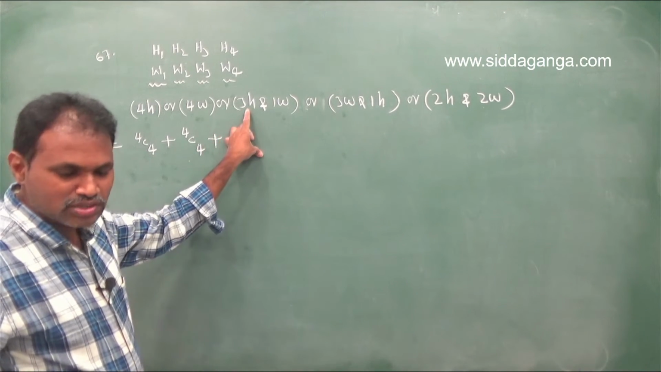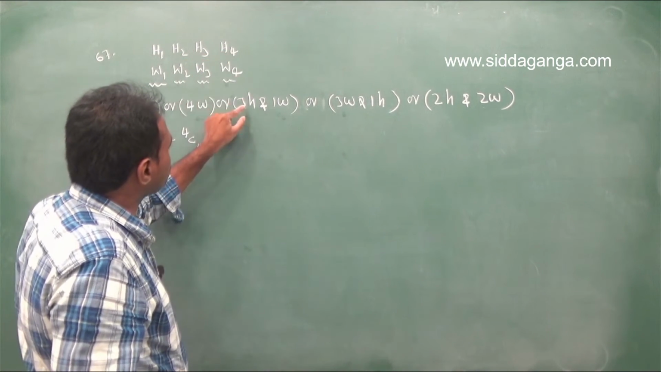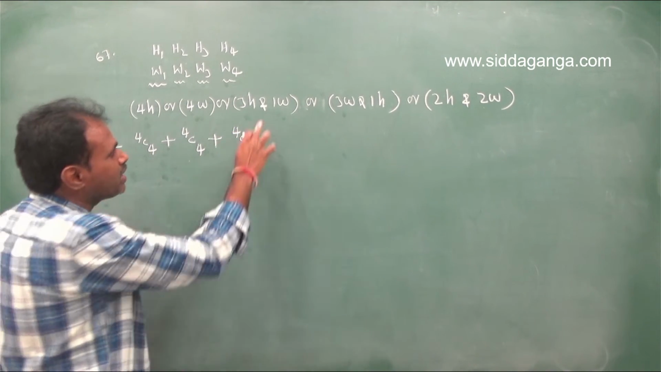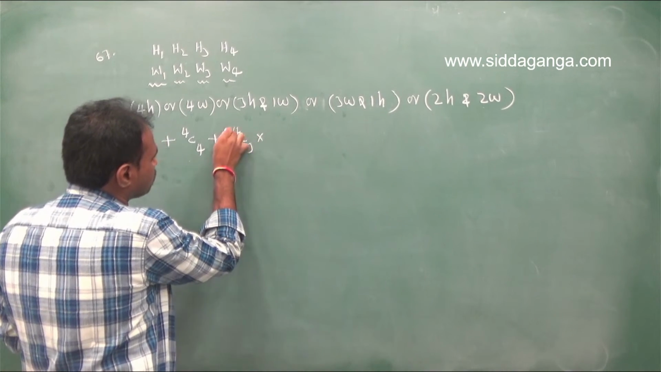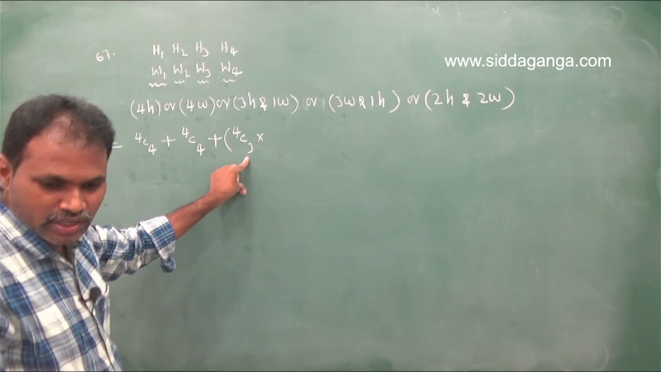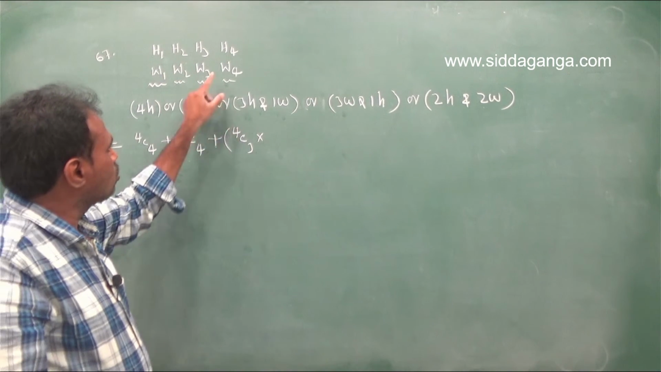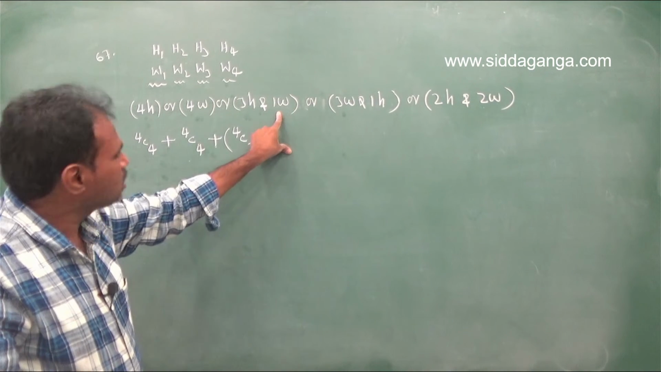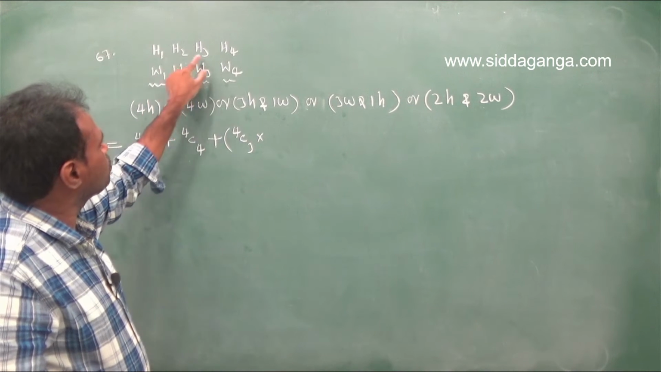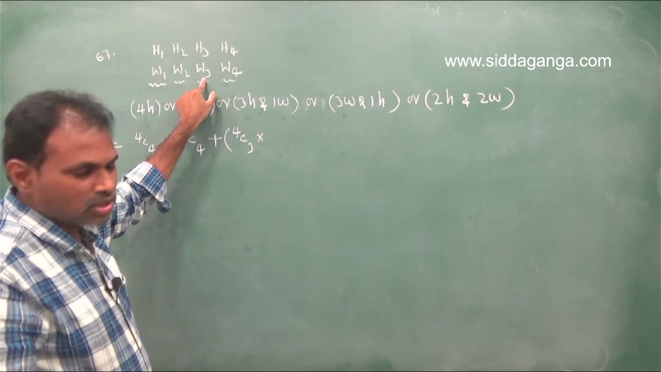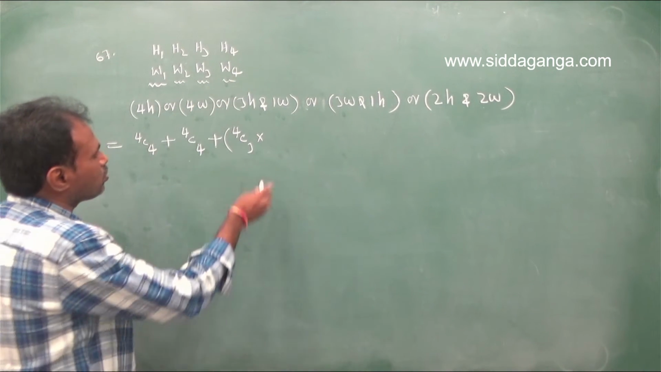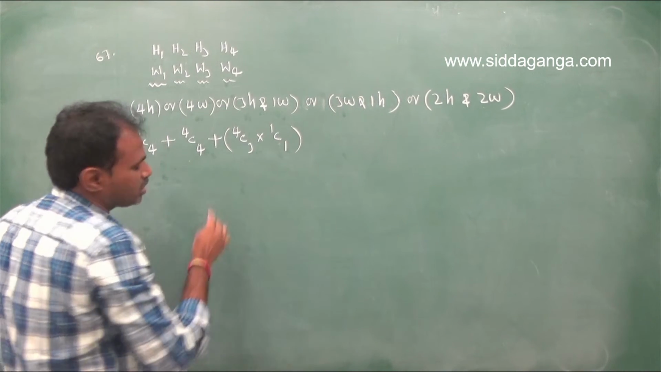Next, three husbands. Total four husbands are there, and you have to select three husbands, that is 4C3, into one wife. Now, one wife you have to select. In those four husbands, suppose three husbands you have taken, therefore you should not take their wives. Therefore, only this fourth husband's wife you have to take, therefore 1C1.